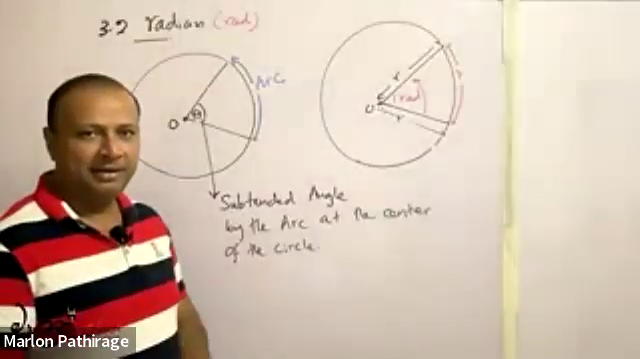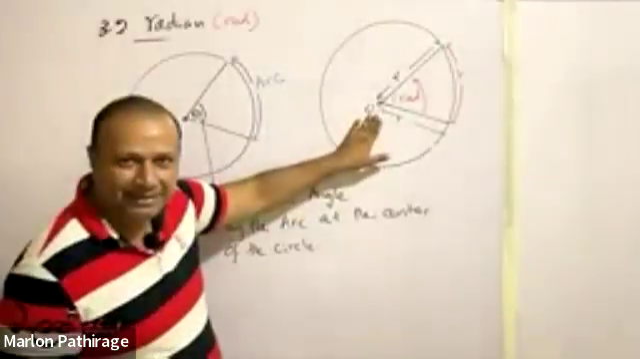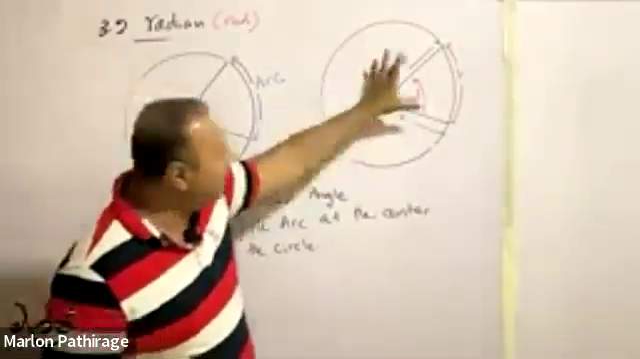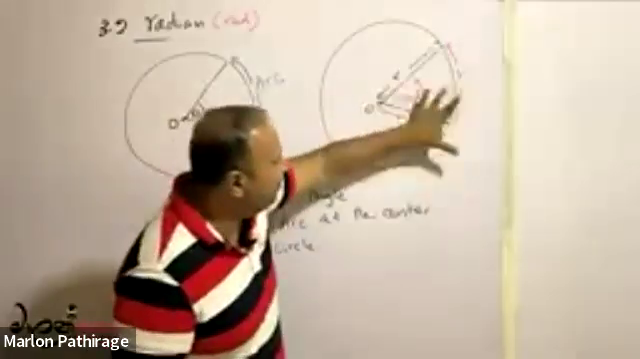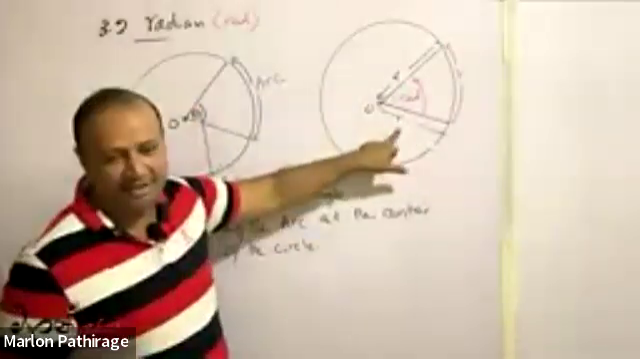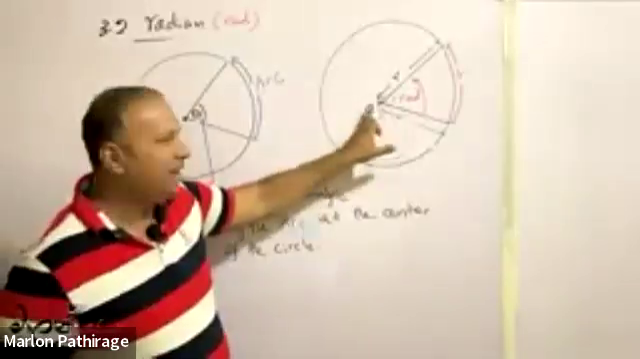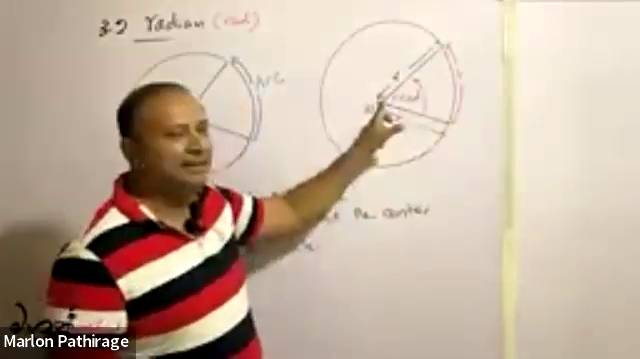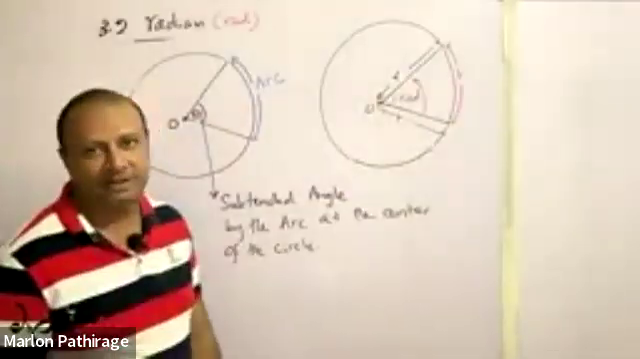Now, 1 radian means the subtended angle by the arc which is equal to the radius of the circle. And the angle subtended at the center by an arc equal to the radius.